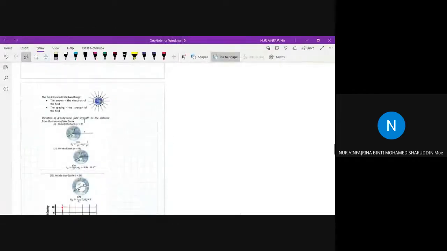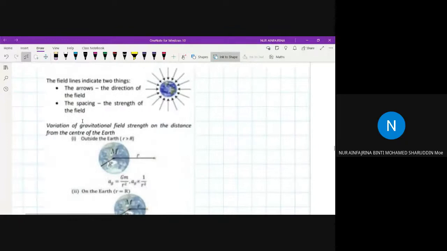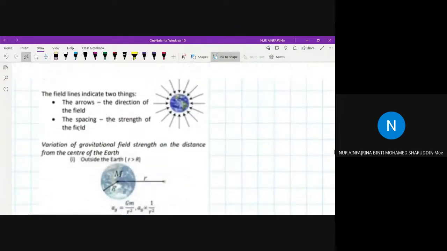Okay, now, as we said, the field line. This is the field line, actually. All of this is the field line. The arrow represents the direction of the field, whereas the spacing of the lines represents the strength of the field.